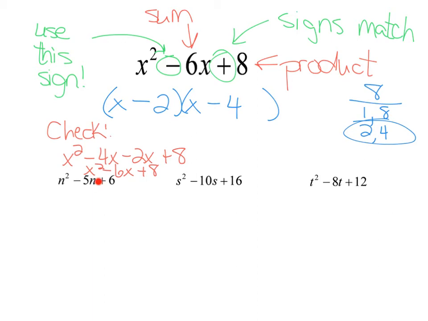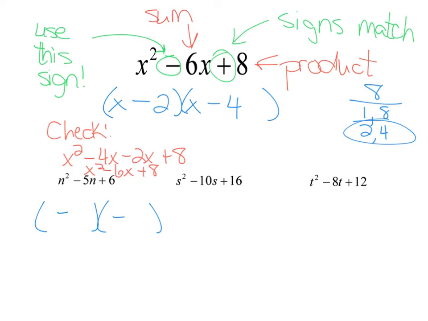So I look at that last term. It's positive. That tells me my signs have to match. I look at the middle term. It's negative. I use that sign. So since they match, I use the middle sign, which is a minus sign.